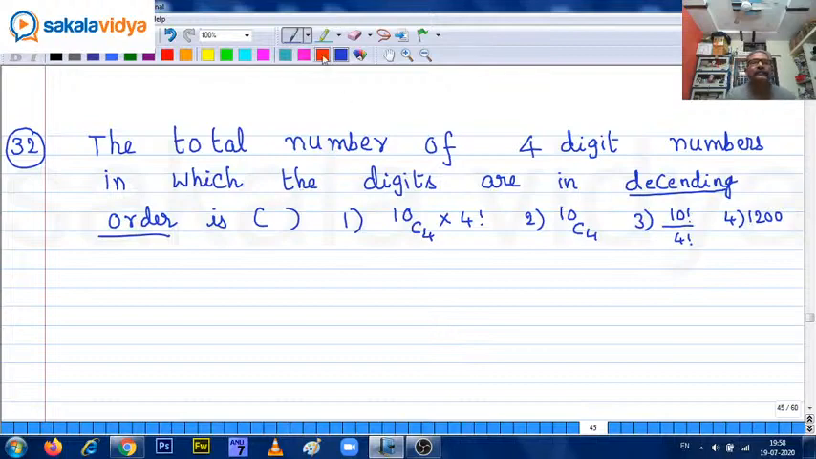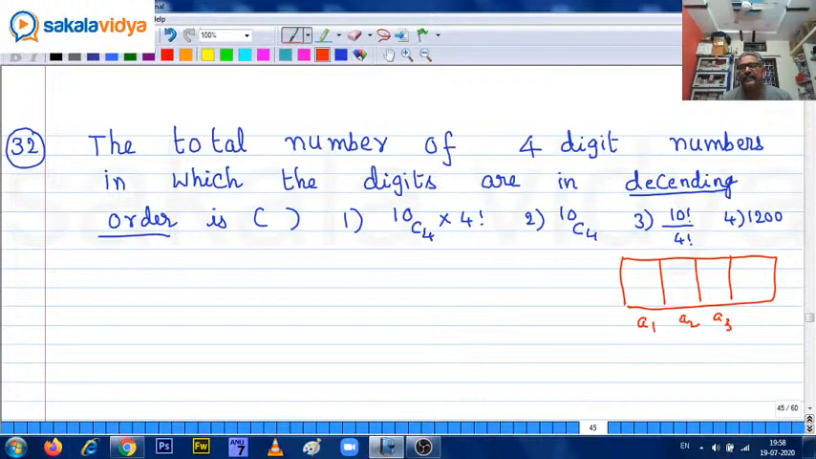10C4 is the answer. So here 4 places. For example, this is the A1 digit, this is A2, A3, A4 digit. It must be like this: A1 greater than A2, A2 greater than A3, A3 greater than A4. So 0 never comes in the first place. That means the 4 places need to be selected from 10 digits, which can be done in 10C4 ways. So second option.